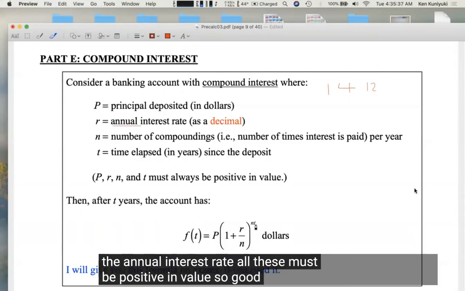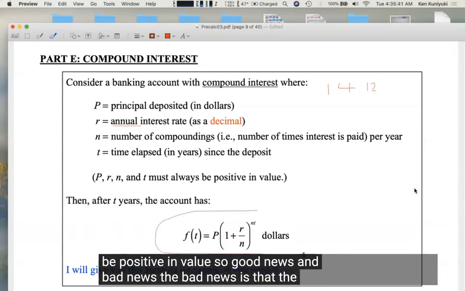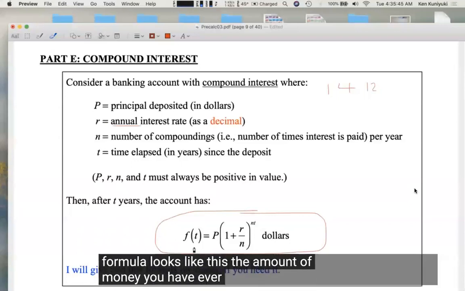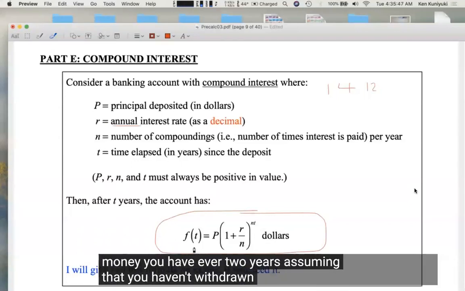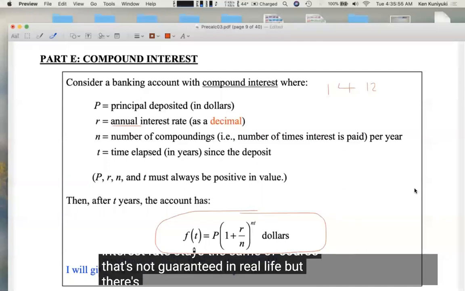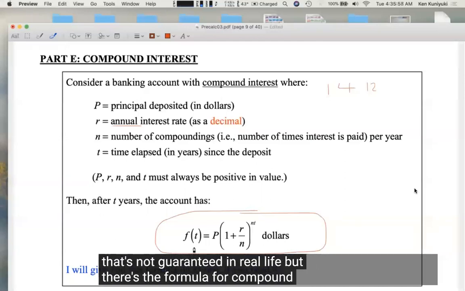So, good news and bad news. The bad news is that the formula looks like this: the amount of money you have after T years, assuming that you haven't withdrawn anything or deposited anything more, and assuming the interest rate stays the same. Of course, that's not guaranteed in real life. But there's the formula for compound interest.